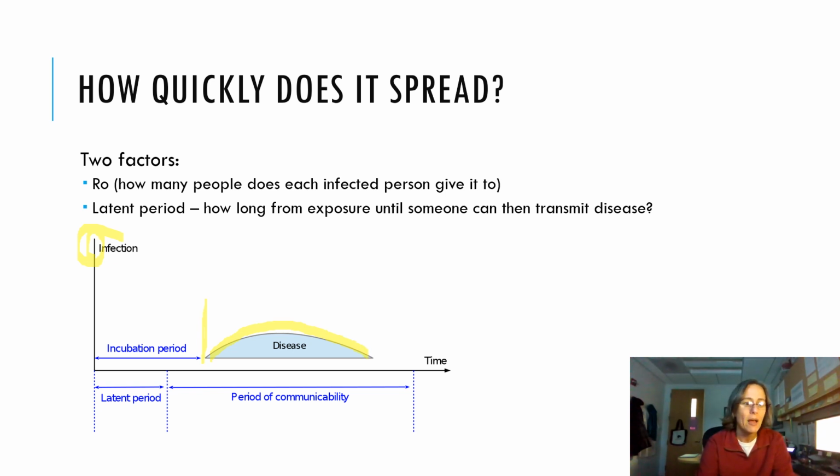In COVID and many other things, you start becoming contagious before your symptoms start, which is tricky. Not all diseases do that. COVID does. So the latent period in COVID is shorter, and for many diseases is shorter than the time to disease or symptom onset. So let's take a look specifically at COVID.